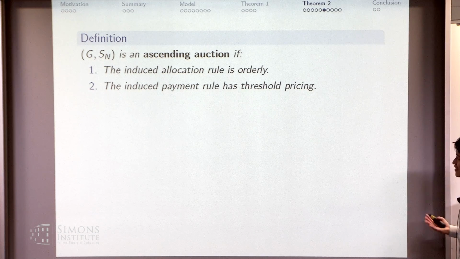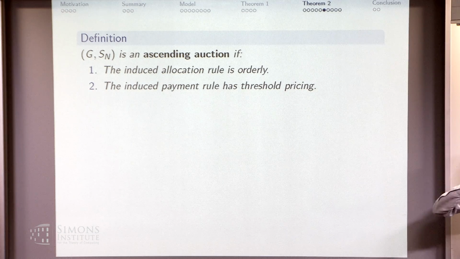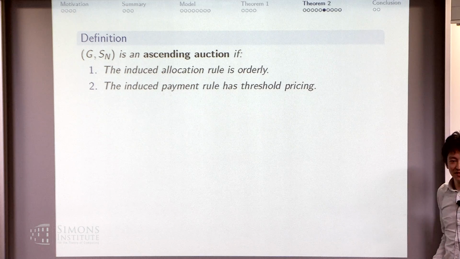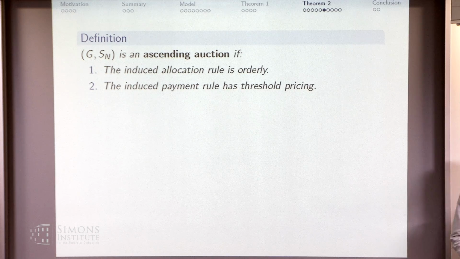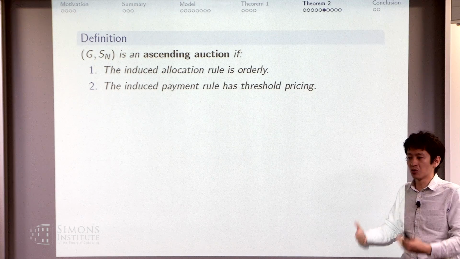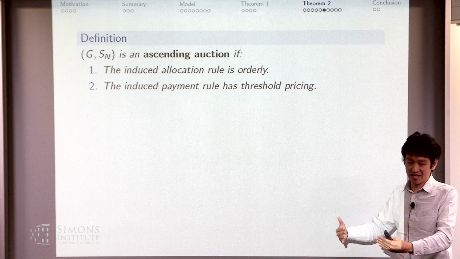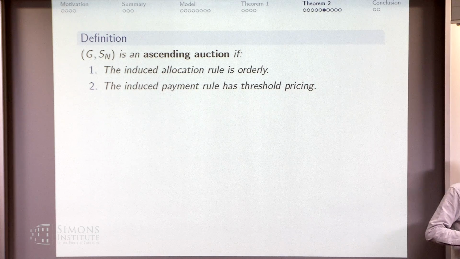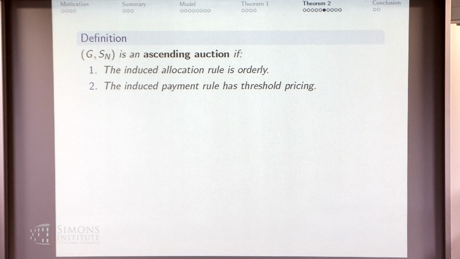So a protocol is an ascending auction if, I'm going to start by describing global properties that don't have directly to do with the game tree, if the induced allocation is orderly, and the induced payment rule has threshold pricing. What do I mean by that? I mean that each bidder pays the lowest type he could have reported while still winning the object. So if you don't win, you pay nothing. If you win, you pay an amount equal to the lowest type you could have reported while still winning the object. These are joint restrictions on the mechanism and the strategy profile.